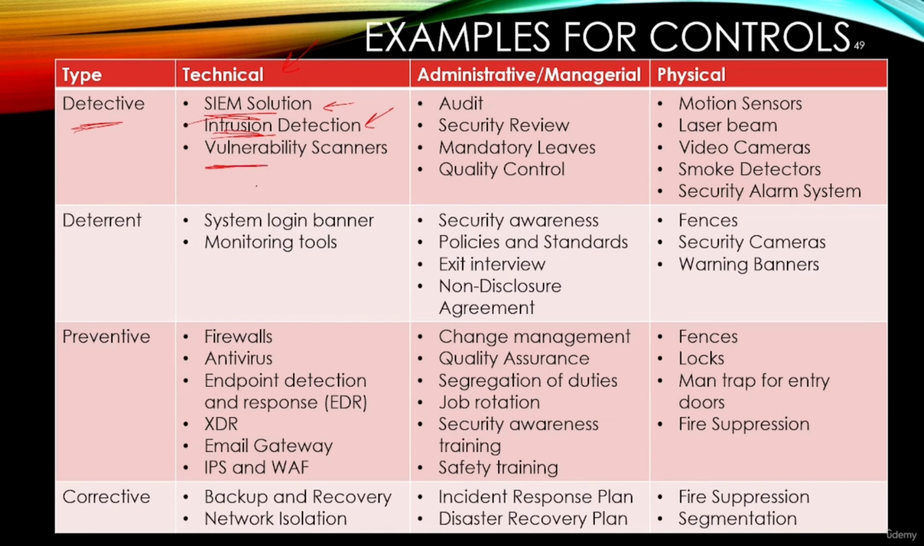Vulnerability scanners help in scanning the network in order to identify if a particular system has a specific security vulnerability. So it can detect the issue and give a warning so the security team can work on patching this issue. This is regarding detective security controls that are technical.